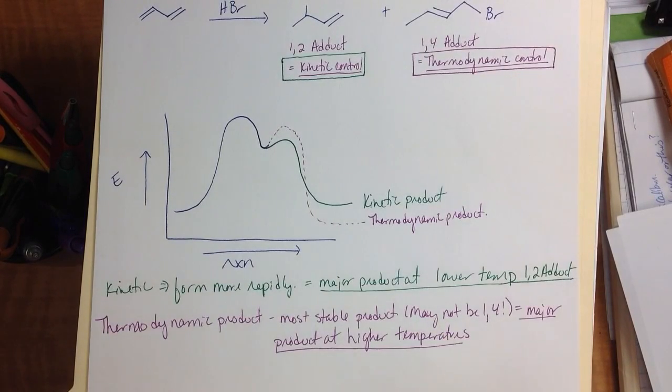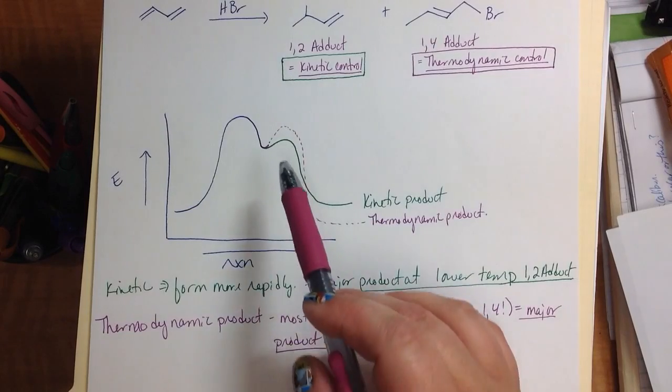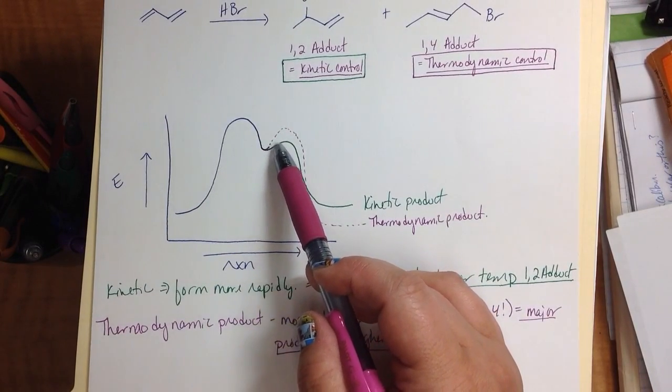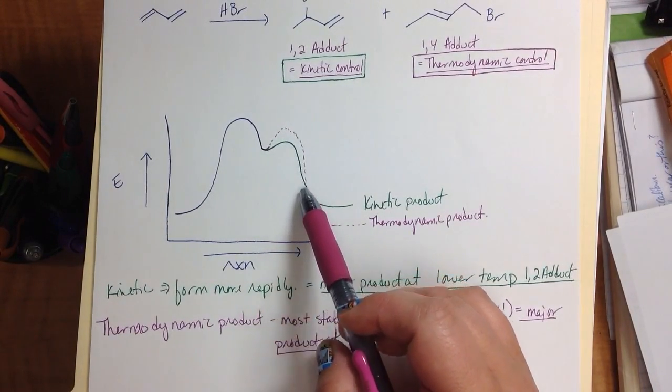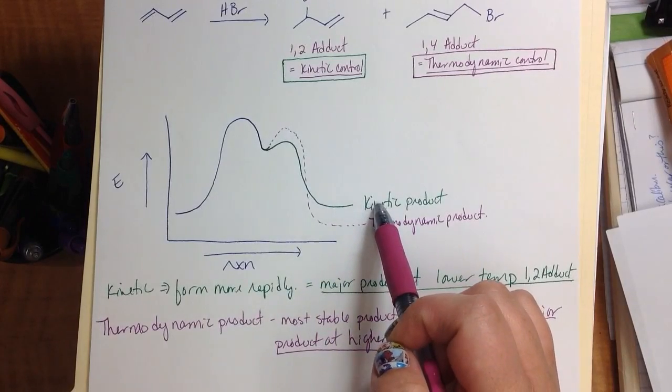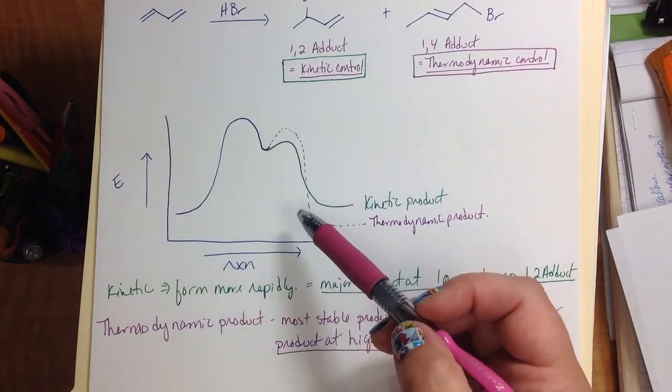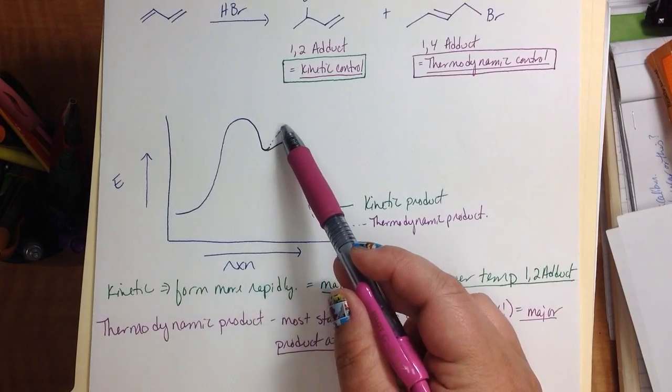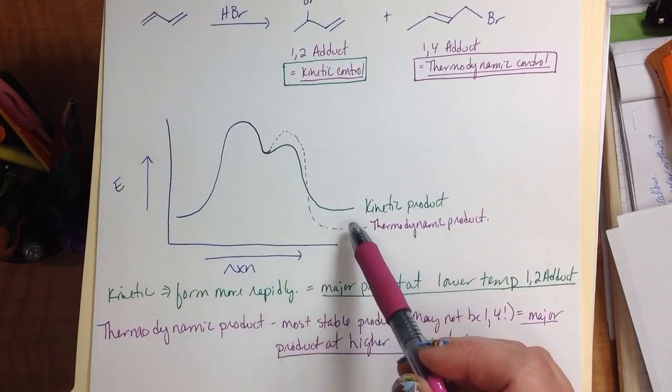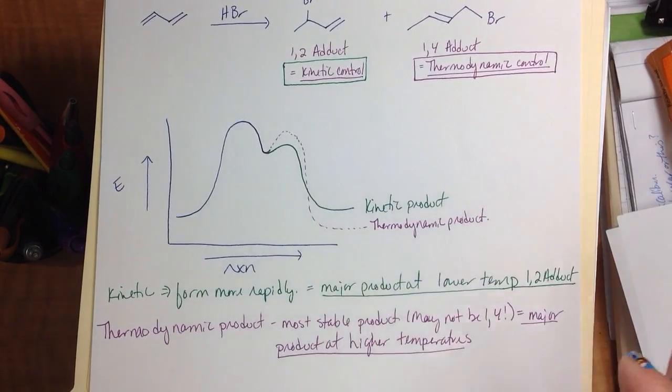Let's think about this. Lower temperatures means, hey, you don't have more energy to put in, do you? And that's how you end up with the kinetic product. If it's at a higher temperature, then we can put this extra energy in, and the molecule will go at a resting state that's at overall lower energy because that's what it prefers.